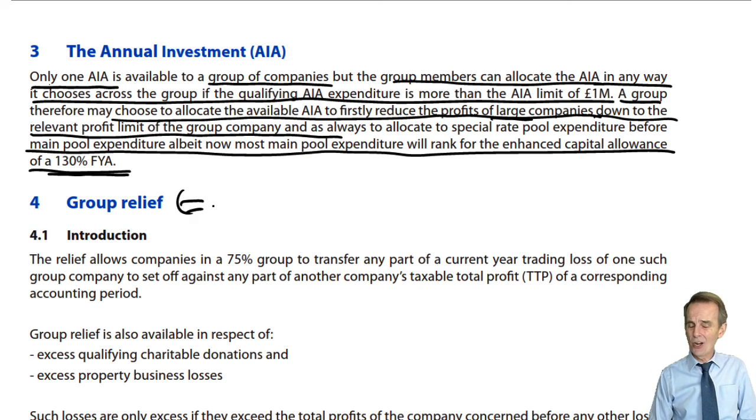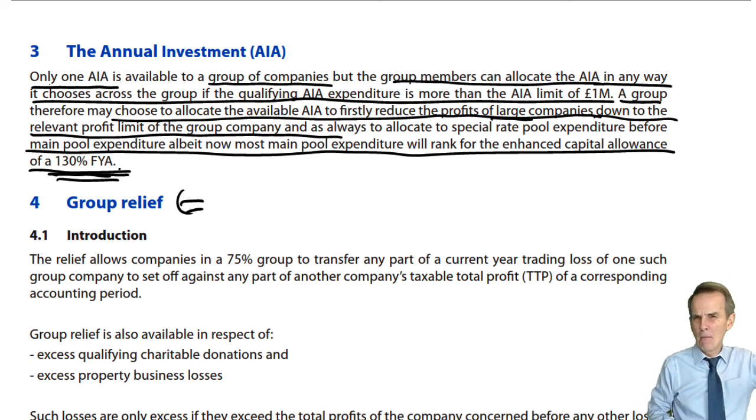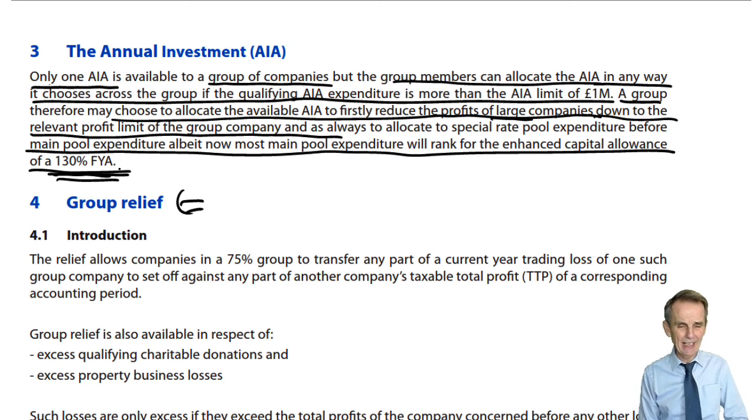Again though, it's only now going to be special rate pool expenditure. Back before this new rule came in about the 130% FYA, then basically all your plant and machinery, most main pool expenditure, certainly plant and machinery anyway, as well as your special rate pool, they would both be ranking for this limited pool of AIA of £1 million. Now, the vast majority of your plant and machinery is going to be your normal main pool items, and there you're going with the 130% FYA. So it's possibly less likely now.